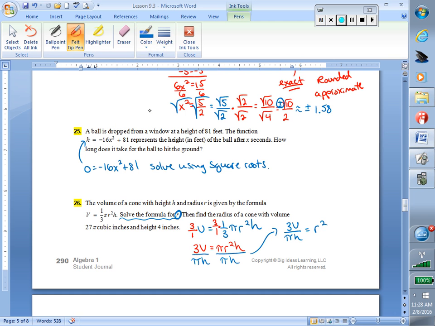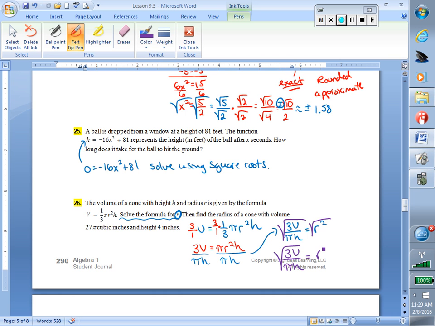To undo squaring r, we take the square root of both sides. So 3 times capital V divided by pi times h, the square root of that, will equal r. Now I don't need a plus or minus on there because we're trying to find the radius. It doesn't make sense for the radius to be a negative number because it's a measurement. So I don't need the plus minus.